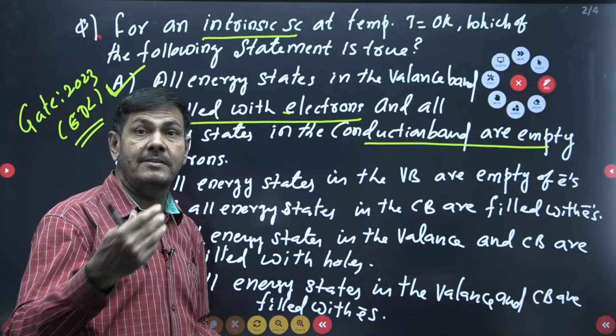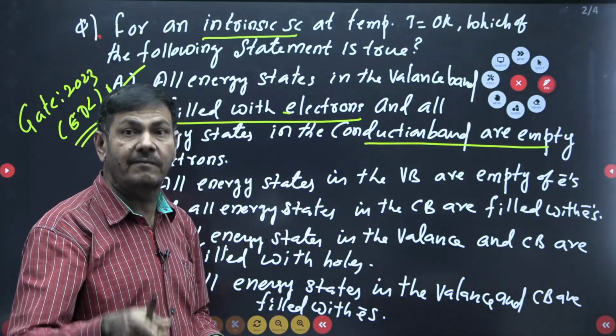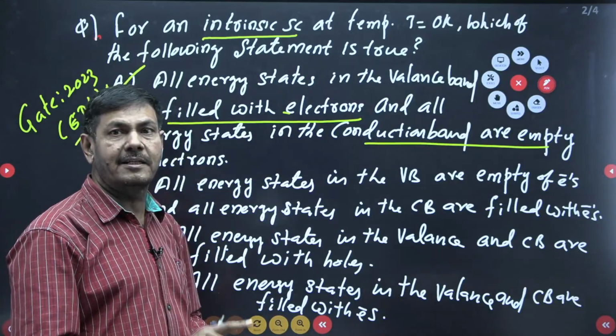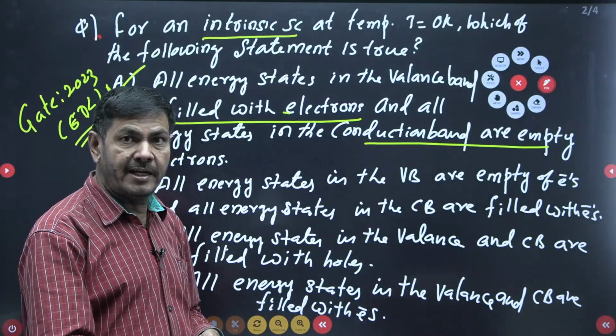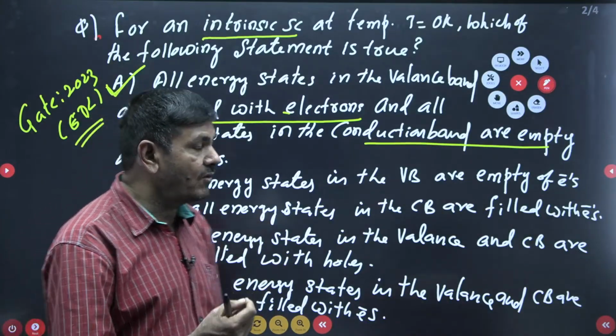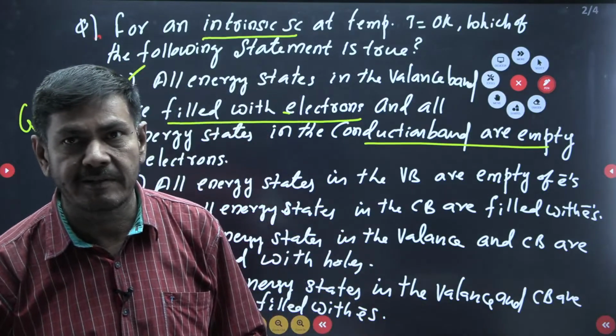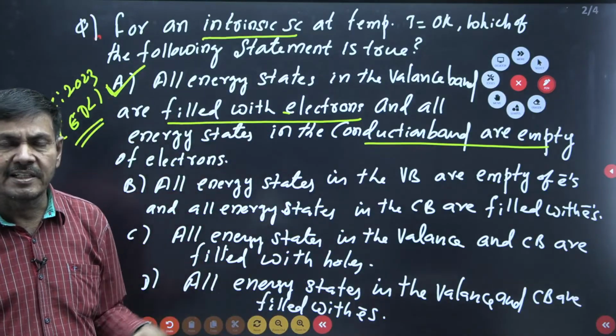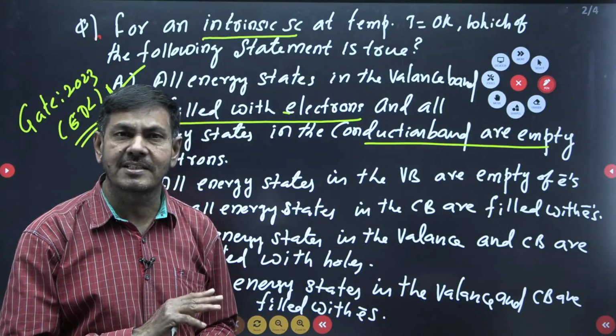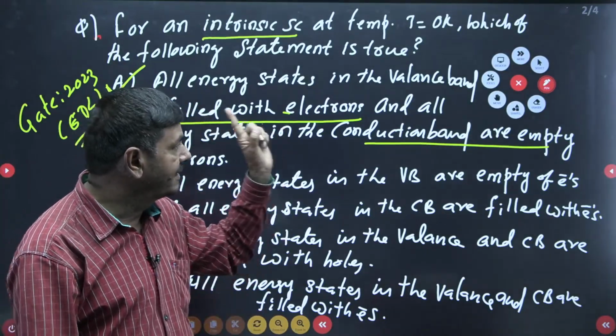The valence band and conduction band can be filled with electrons only when you are maintaining a temperature of 300 Kelvin. Then only you can find electrons in the valence band and conduction band. But we are not maintaining 300 Kelvin now. We are maintaining only 0 Kelvin. At that time, we cannot find any electrons in the conduction band. So option A is correct, we can say now.